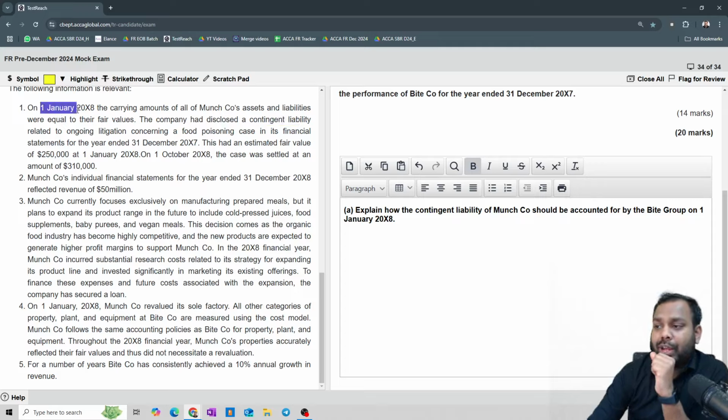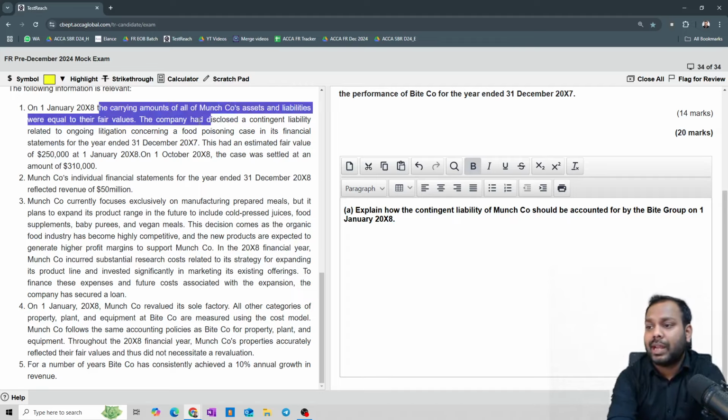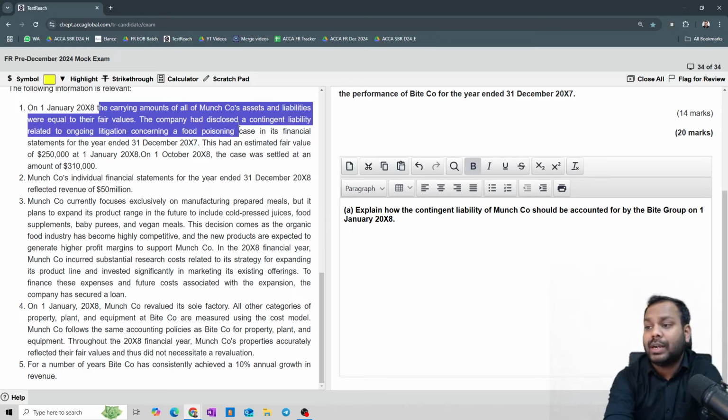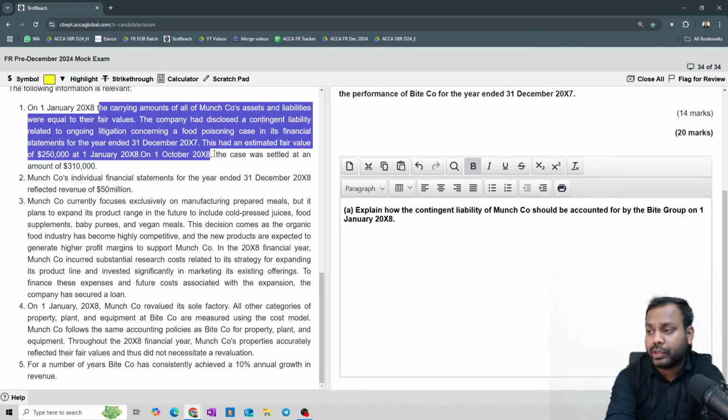On 1st January 20x8, the carrying amount of all of the Munch Company assets and liabilities were equal to the fair values. Munch Company had disclosed a contingent liability relating to the ongoing litigation concerning a food poisoning case in its financial statements for the year ended 31st December 2007. This had an estimated fair value of 250,000 on 1st January 2008. On 1st October 2008, the case was settled at an amount of 310,000.